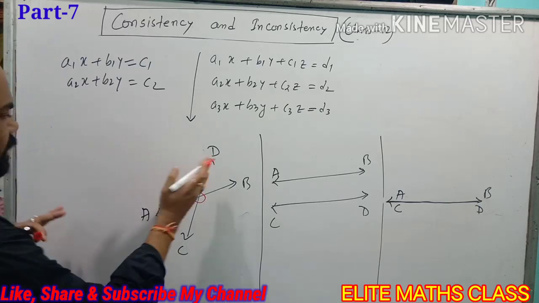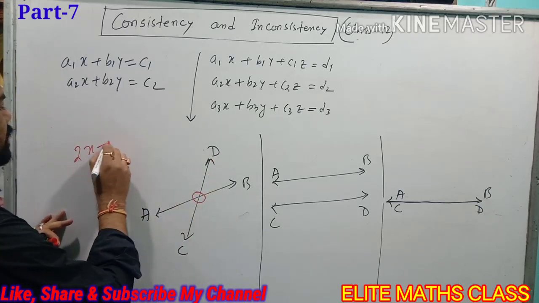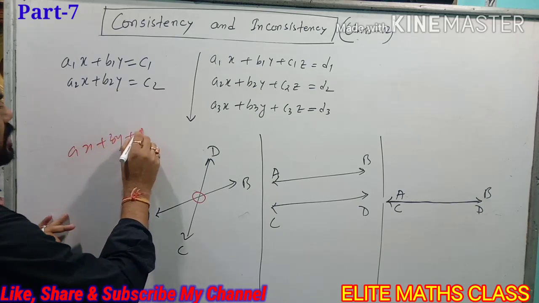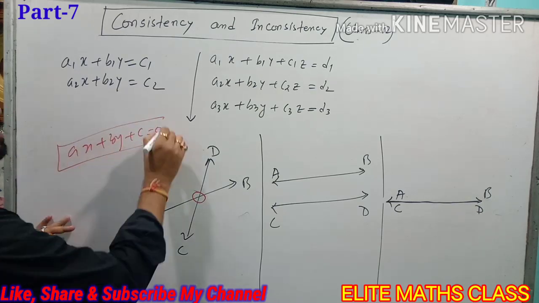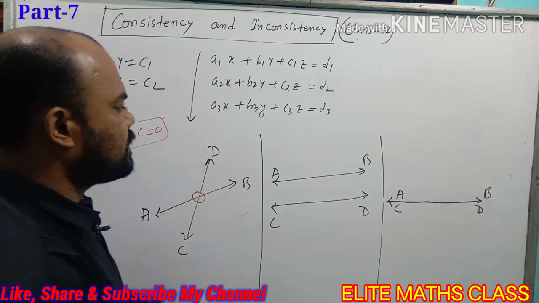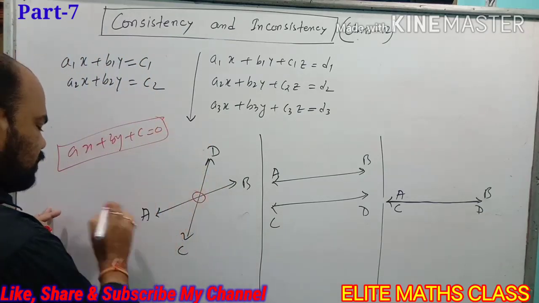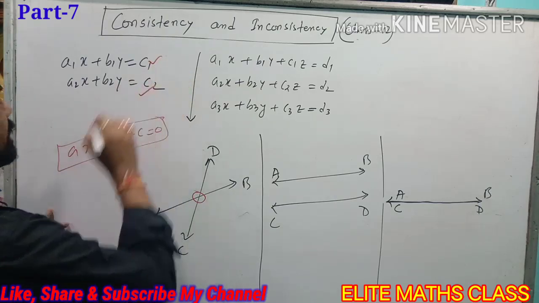And as we know, a straight line is represented by, I am writing the general equation, ax plus by plus c equal to 0. That is an equation in two variables that represents a straight line. So here these two, AB and CD, are two equations of this form, like this.